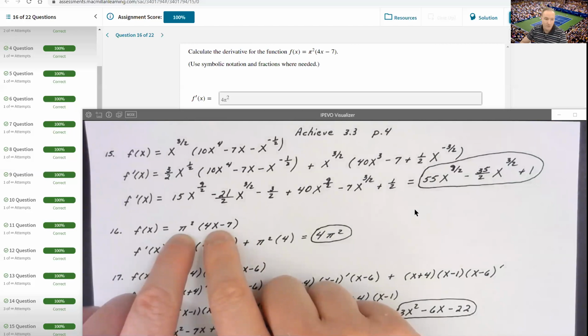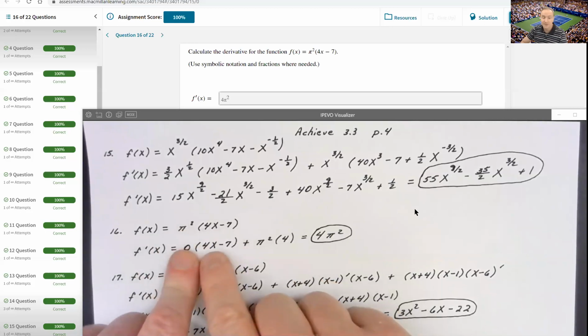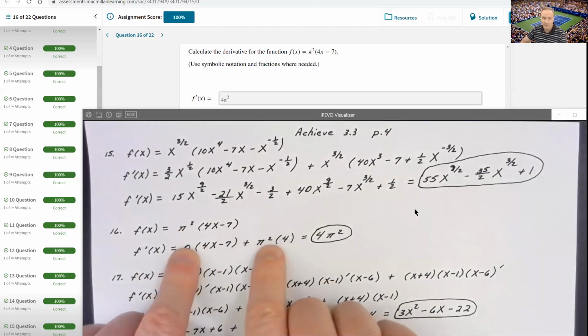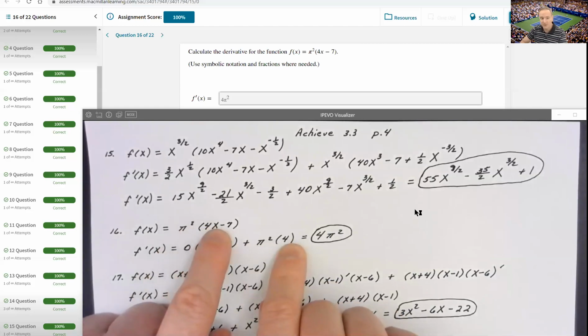We know that that's just 3.1415927 quantity squared. So that's just a constant. It's an irrational constant, but it's a constant. And we know that the derivative of any constant is 0. So the way I showed my work here is I said, well, the derivative of the first is 0 times the second plus the first, pi squared, times the derivative of the second. Well, the derivative of 4x minus 7 is 4.